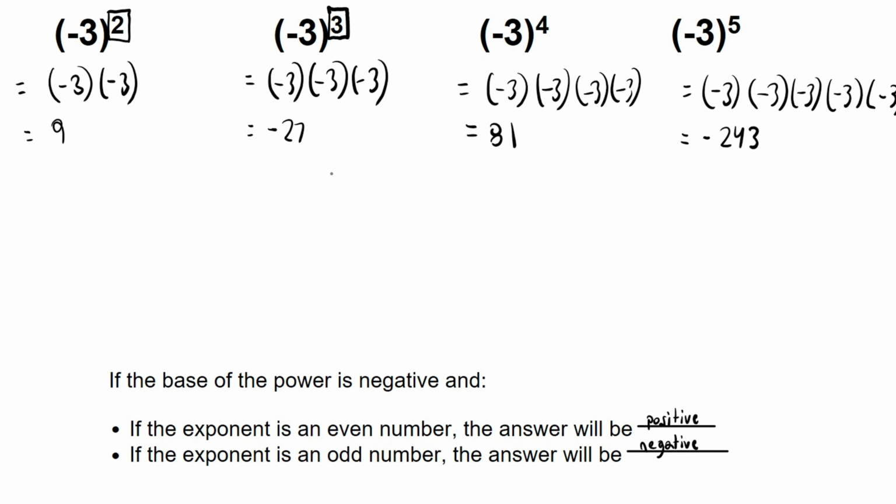If the base of the power is negative and the exponent is an even number, you will always get an answer that will be positive. And if the exponent is an odd number while the base is negative, the answer will always be negative. This is just a pattern. And it makes sense because if we have two negatives multiplied, we get a positive. But if we have 3, we will always get a negative. This just adds the amount of negatives, but the pattern stays the same.